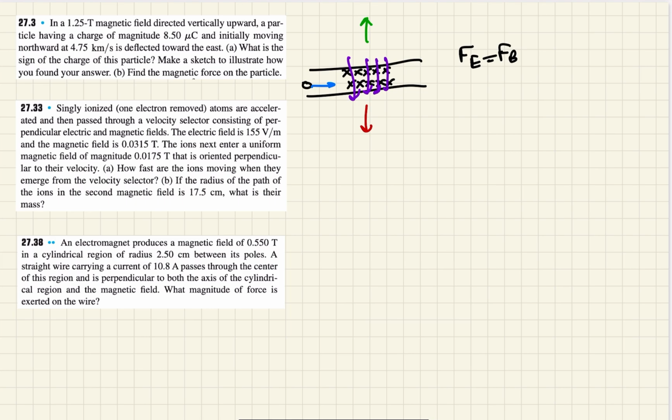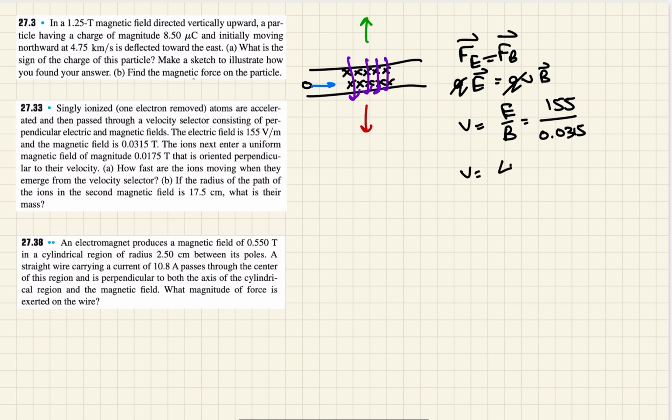So Fe equals Fb, which means Q times E is equal to QVB. But since they're perpendicular, you can get rid of the vectors, it's just magnitudes. Q's cancel, so V is equal to E over B. And E is 155 volts per meter over 0.0315 Teslas. And so you get a velocity of 4.92 times 10 to the power of 3 meters per second.